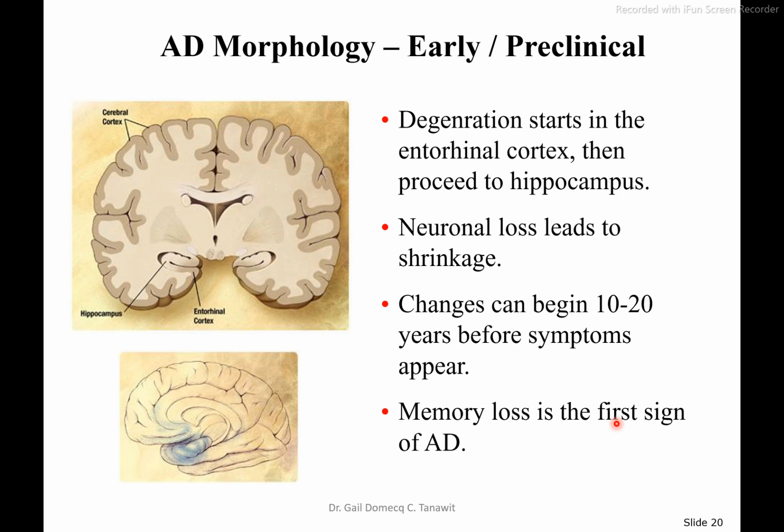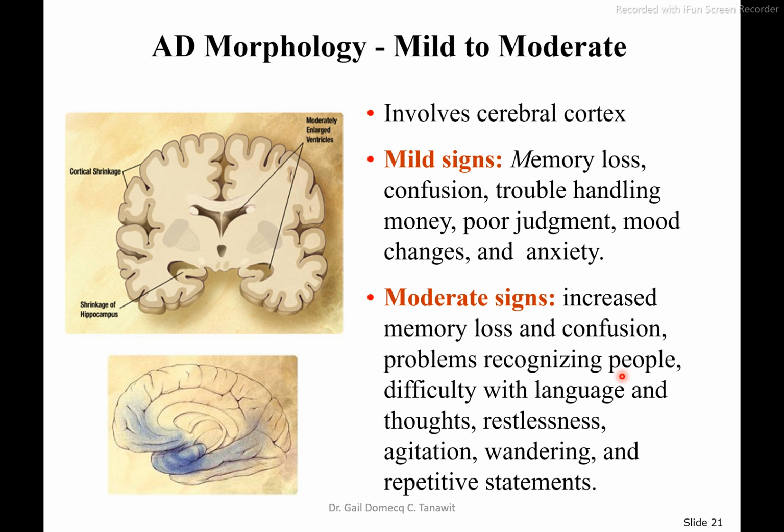So for Alzheimer's disease morphology, early and preclinically, there would be starting degeneration in the entorhinal cortex, then it proceeds to the hippocampus. Neuronal loss leads into shrinkage. Changes can begin 10 to 20 years before symptoms appear, and memory loss would be the first telltale sign. So usually in the mild to moderate stages, it involves the cerebral cortex. You can have mild signs and moderate signs.